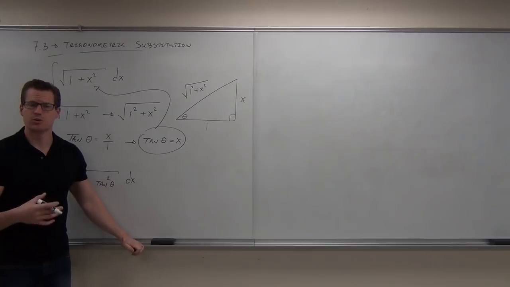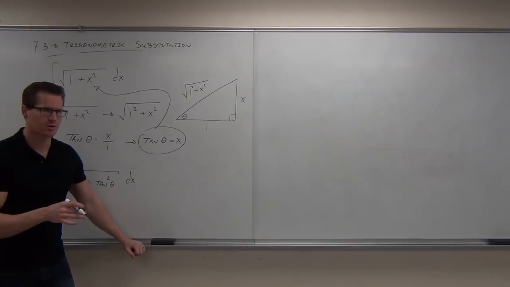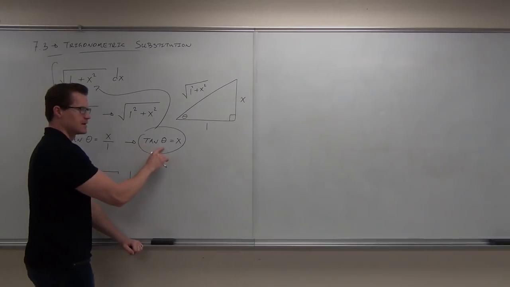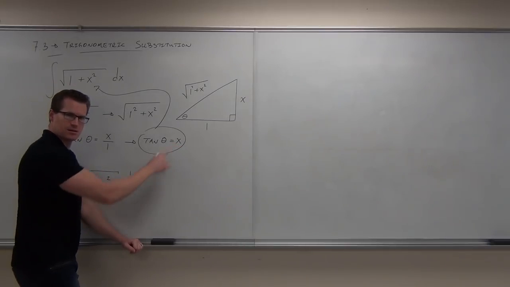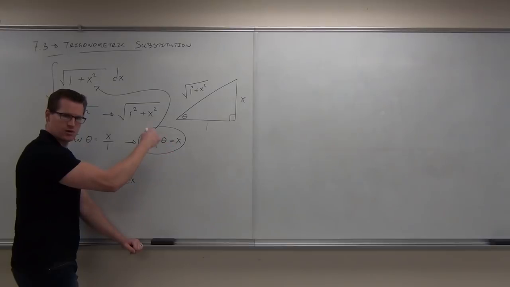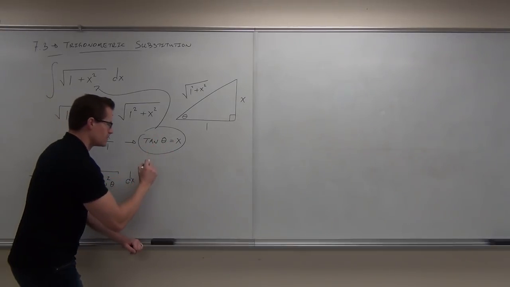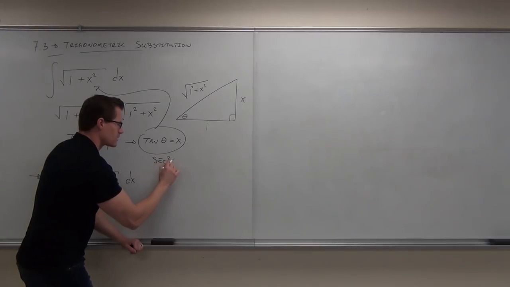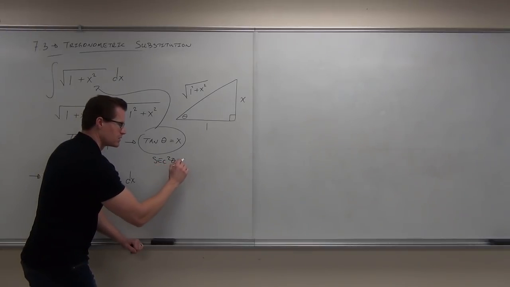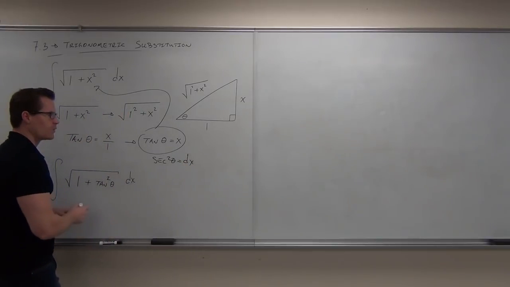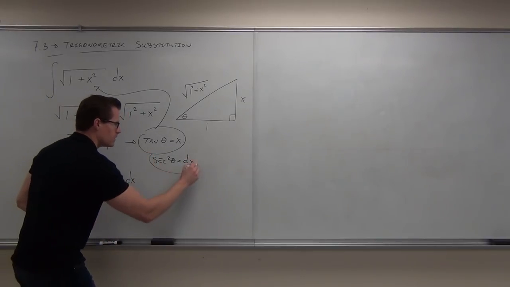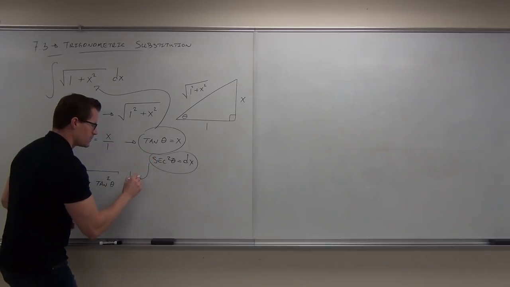It's really similar to doing a u substitution. Really similar. So we have tan theta here, we have x. Can you figure out what dx is? The derivative. Take a derivative. What's the derivative of tan theta? Secant squared. So secant squared theta equals how much? dx. Now we know. So this part becomes our dx.